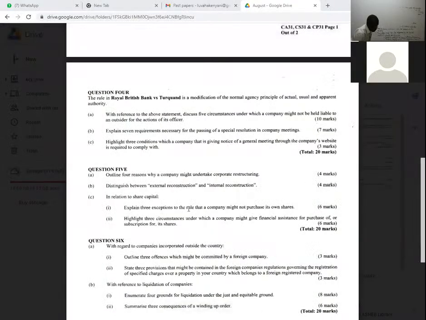It is question number 4C. Highlight 3 conditions which a company that is giving notice of a general meeting through a company website is required to comply with.